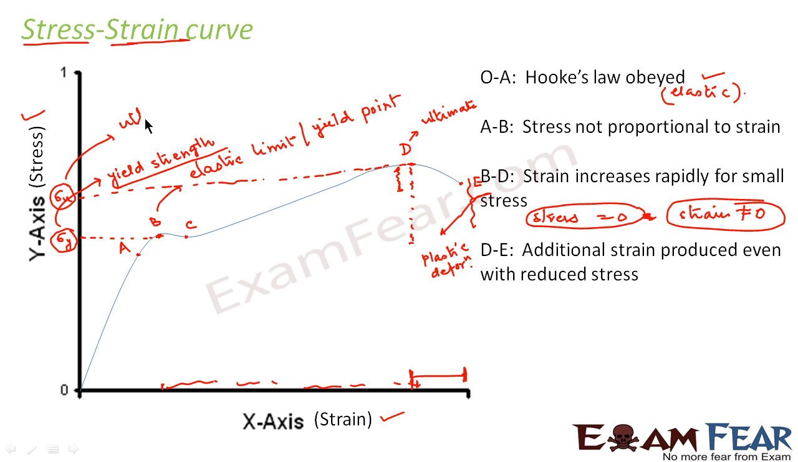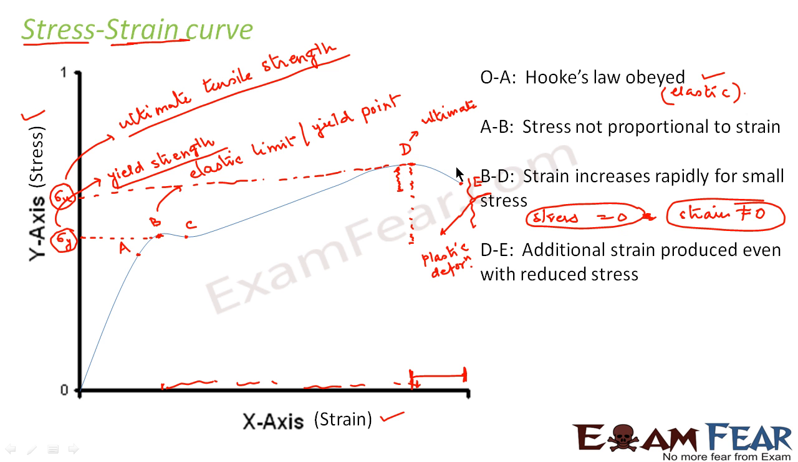So this is the ultimate tensile strength. That means after this the body starts breaking down, because after this the strain keeps increasing even when you decrease the stress. So beyond D, additional strain is produced even with reduced stress.